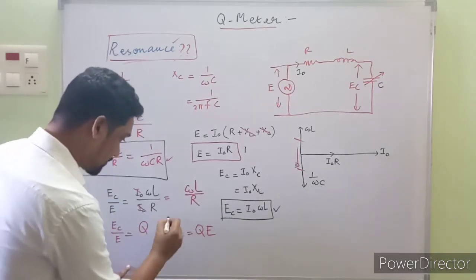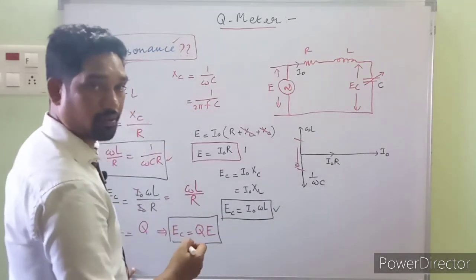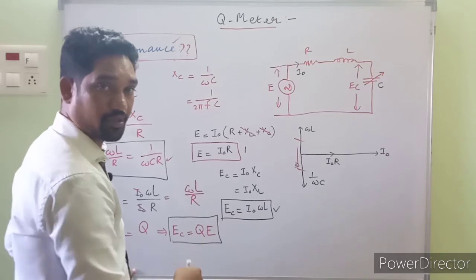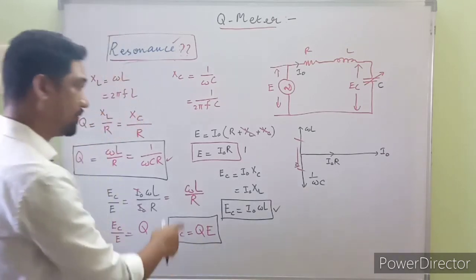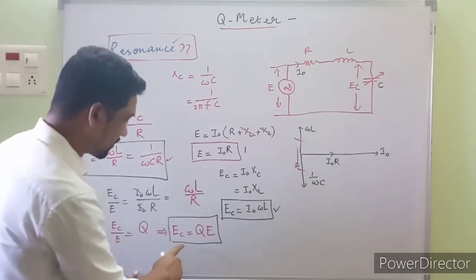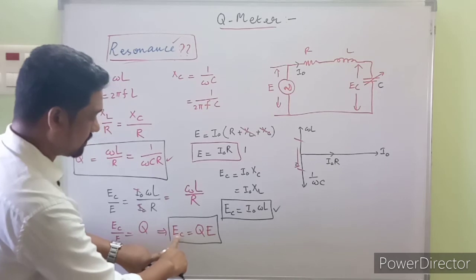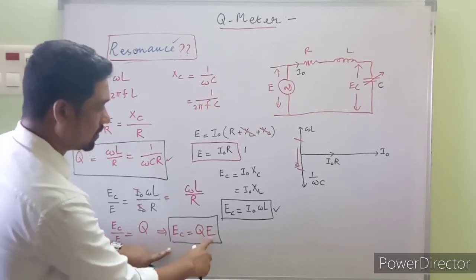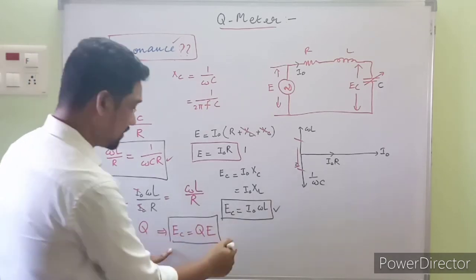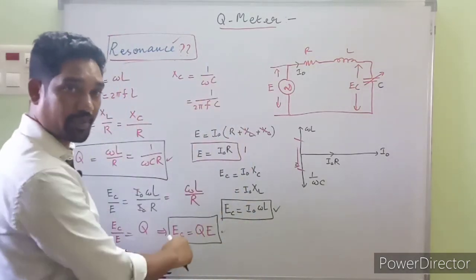You will find this statement in whatever material you study, or else drop a comment in the comment section. No, we didn't find that. You will find it whenever you're going through the Q meter, and definitely you will come across this statement. What is that? The drop across the capacitor is equal to Q times the applied voltage. Now this is an important equation which forms the basis of a Q meter, right? Please make a note.